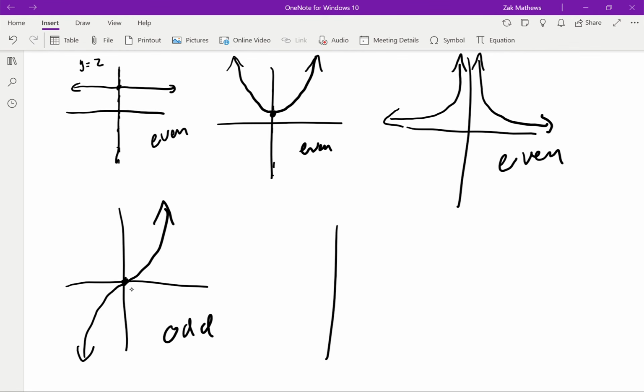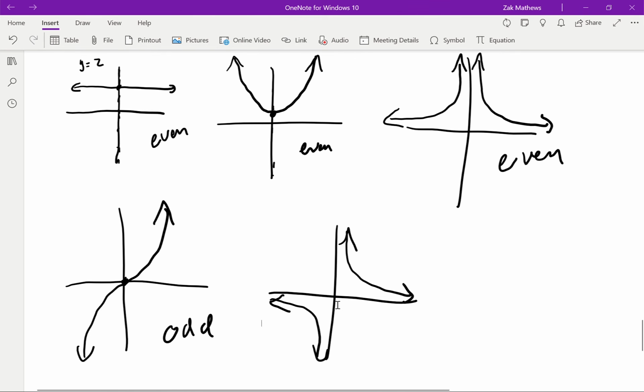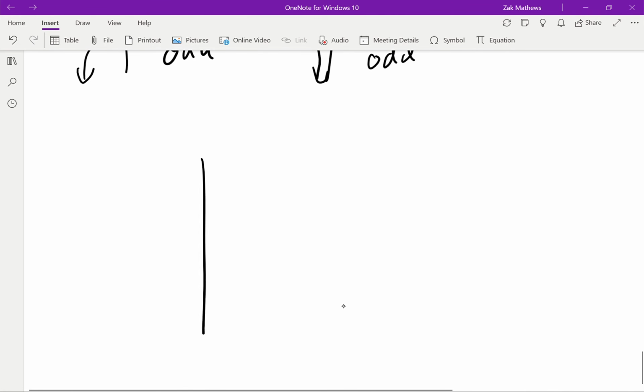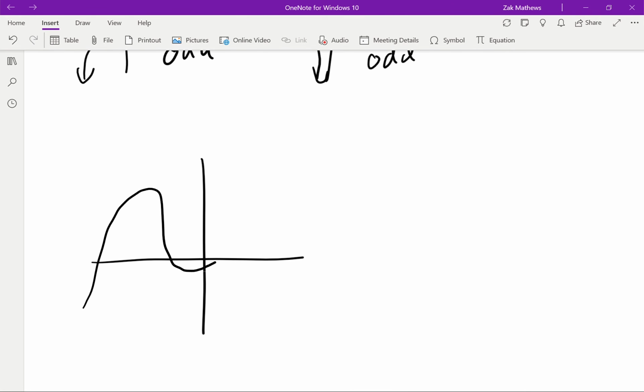Another example would be the rational function 1 over x. This is an example of one that doesn't actually pass through the origin, but that doesn't matter. If I were to put my pencil right here, rotate 180 degrees, we see that we have the same picture, so that is odd. If we take something that looks like this, there's no symmetry here. It's not symmetric about the y-axis. It's not symmetric about the origin. We can't rotate it. This would be an example of something that's neither odd nor even.